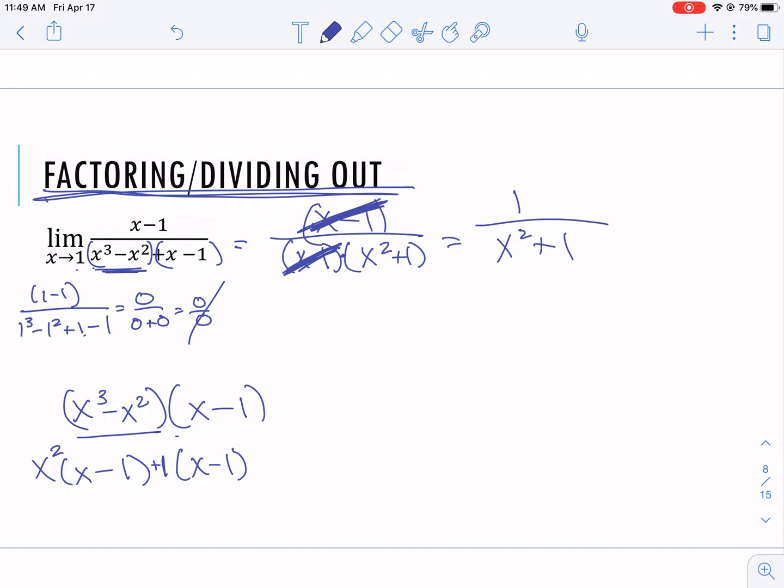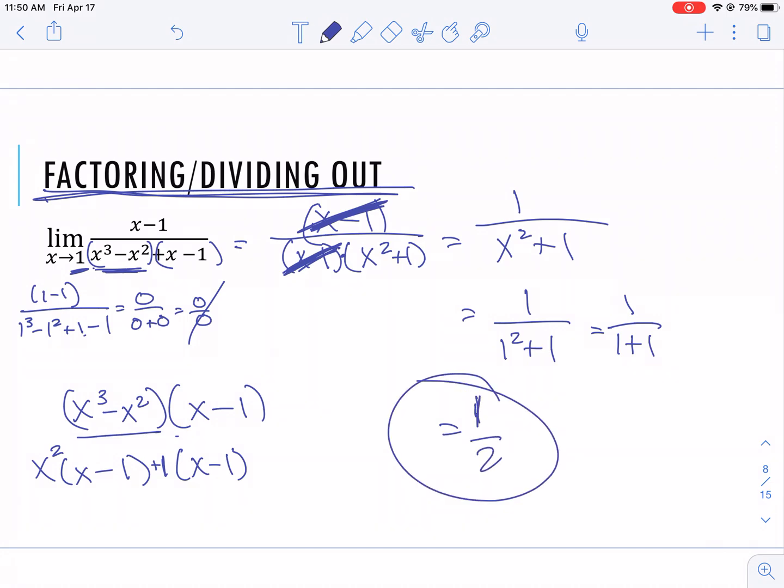Well, what happens now if I plug 1 into this function? So we now have the limit as x approaches 1 of that. So then now I'm going to do 1 over 1 squared plus 1, which is 1 over 1 plus 1. So it equals 1/2. That is the limit. Okay, so since we were able to cancel that out, we now found the value that would fill that hole and would make it happen.